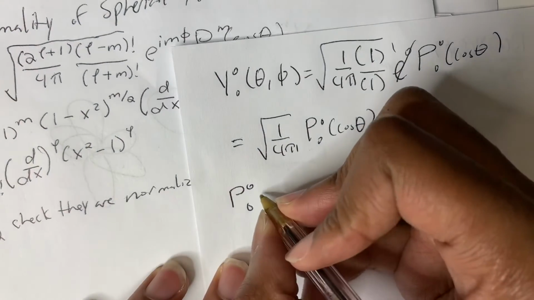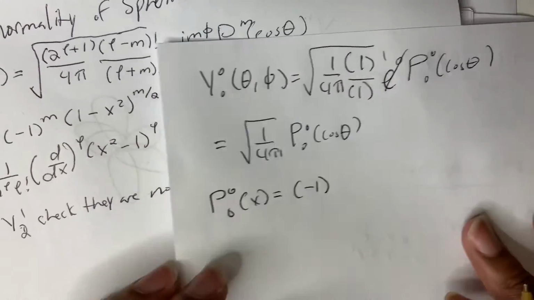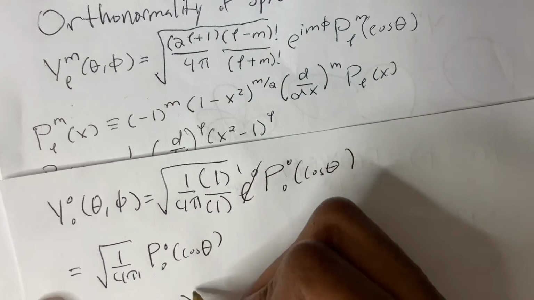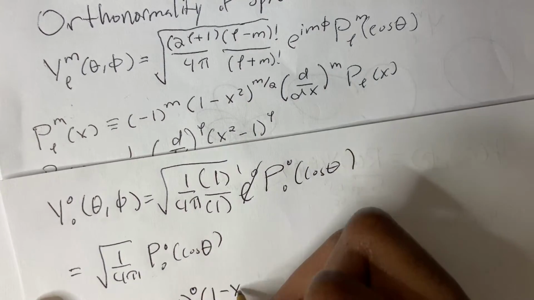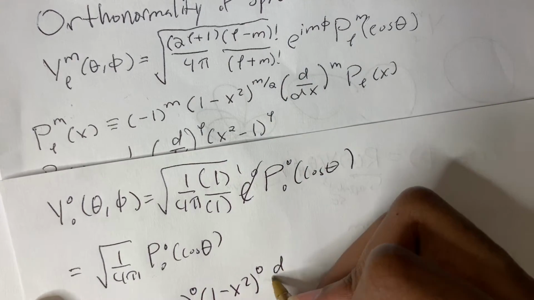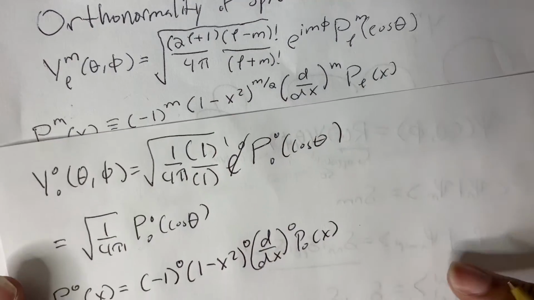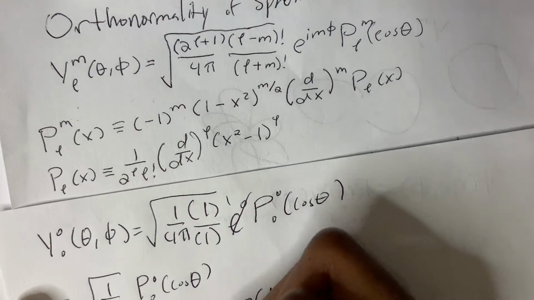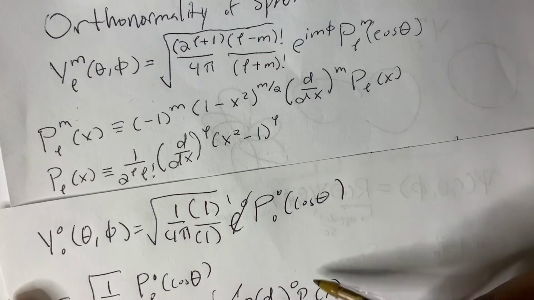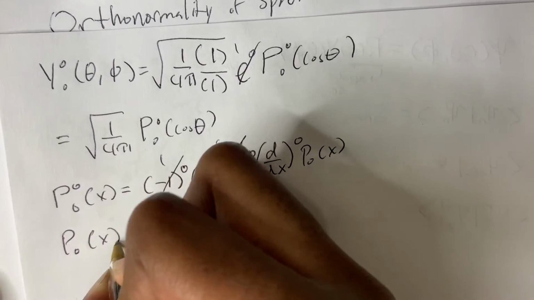P naught naught of x is going to equal negative 1, so I hope you guys can see, negative 1 to the m. So that's to the 0, times 1 minus x squared to the m over 2. That's just 0. 0 derivative, which means we don't take the derivative at all of P naught of x. Okay. Now, negative 1 to the 0, that's just 1. This is 1. This is nothing. No derivative here. I have P naught of x.